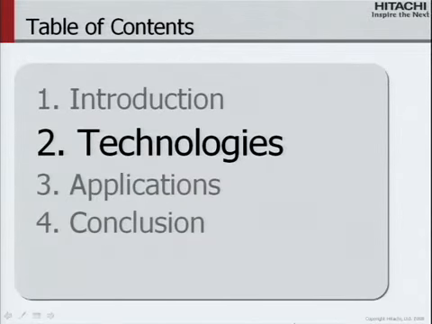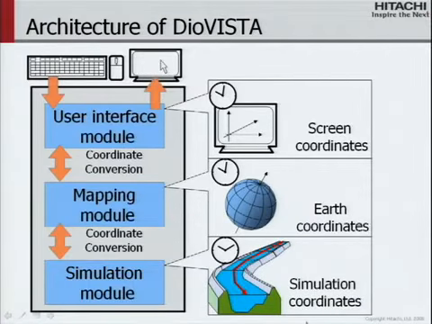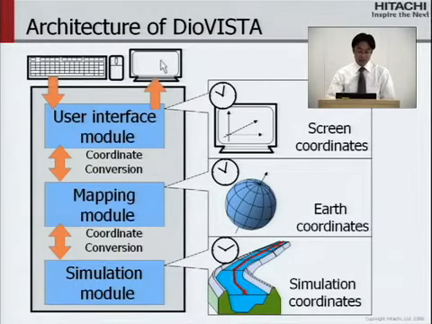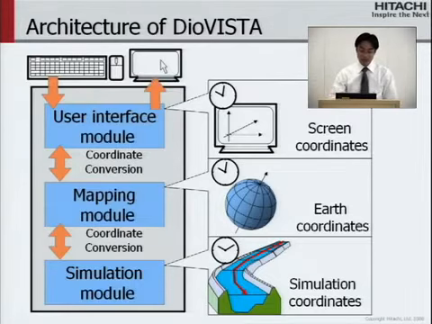Now, I will talk about the technologies behind the simulator. In the simulator, we use three modules: simulation module, mapping module, and user interface module. In each module, we use a different coordinate system. It means in each module, we use different x, y, z, and t, because we use a four-dimensional coordinate. To integrate the whole system, we convert coordinates in real time, so the simulation module's time is converted to the mapping module's time, and vice versa.